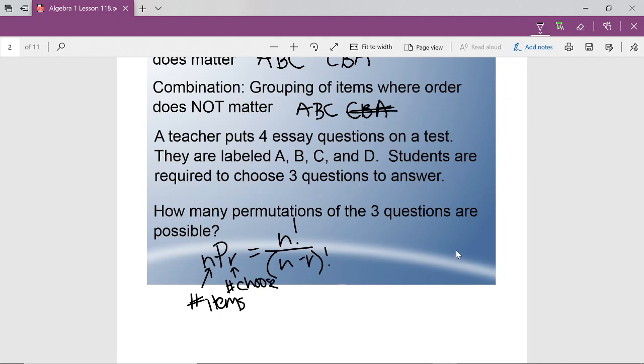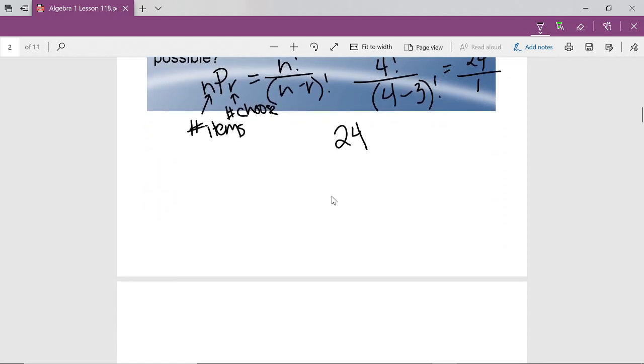So if I plug this in, I'm saying I have 4 different items, so 4 factorial over n minus r. So I'm choosing 3 of them, so I do 4 minus 3 factorial. In this case, 4 times 3 times 2 times 1 gives me 24 over 4 minus 3 factorial, which is 1 factorial, so just 1. Meaning I have 24 different permutations of these essay questions when I pick 3 of them. Meaning if order mattered, there would be 24 different tests that could be taken for this.